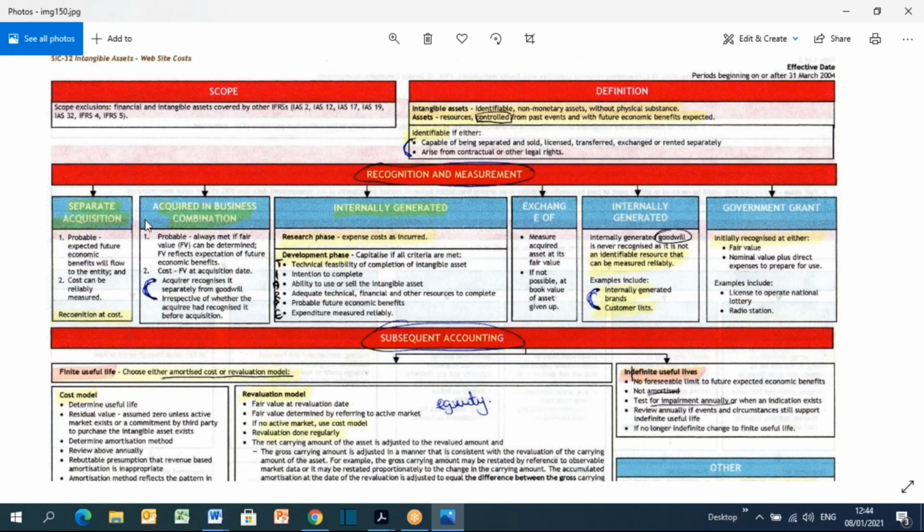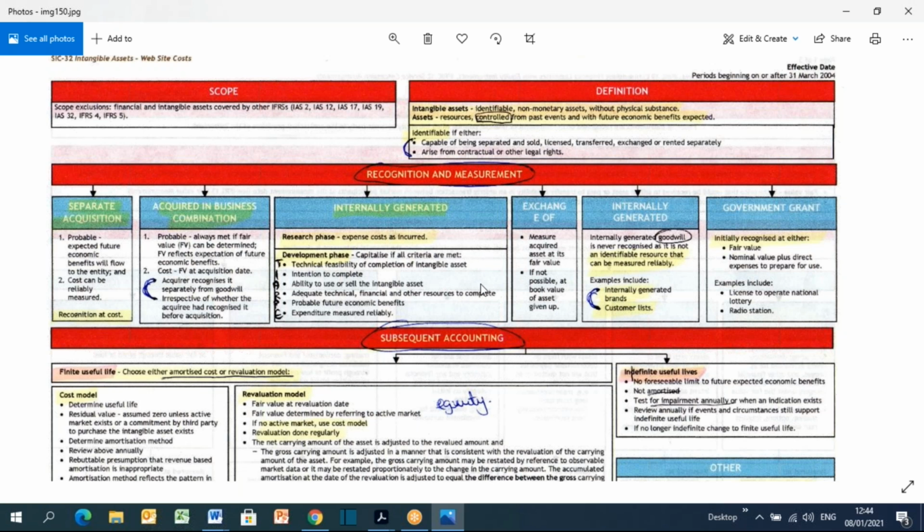Sometimes it will ask you in the question that an intangible asset was acquired as part of a business combination, but you should know that it should be recognized separately from the goodwill. Also, internally generated assets, expense and development are capitalized if they meet the criteria, and you should use a higher rate, as you can see here.